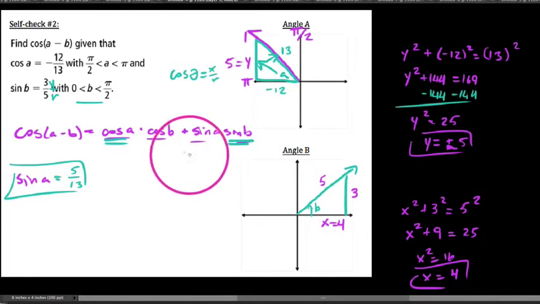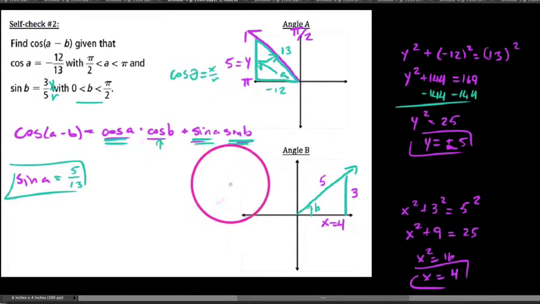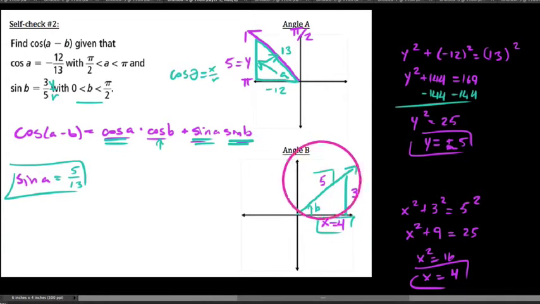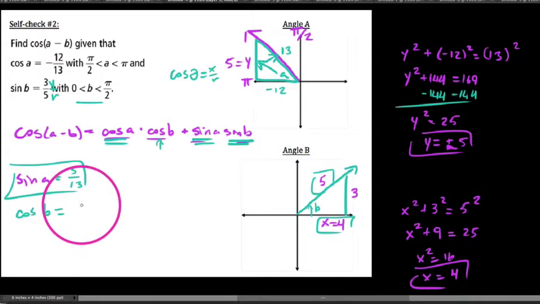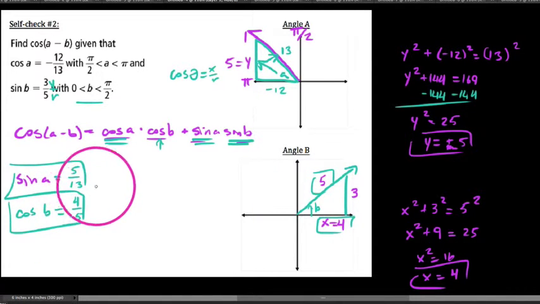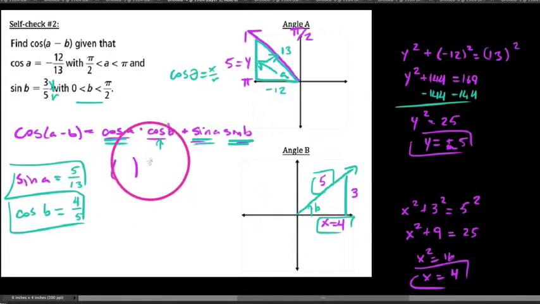And like I said, we need to know this. We have the sine of A now. We just need to find the cosine of B. Looking at B, the cosine of B would be x over r. We have our x value. We have our r value. I'm going to write that down explicitly here. We have the cosine of B would be 4 over 5, a positive 4 over 5. So now we have a situation where we've rewritten this using the sum or difference formula. All we need to do is evaluate.